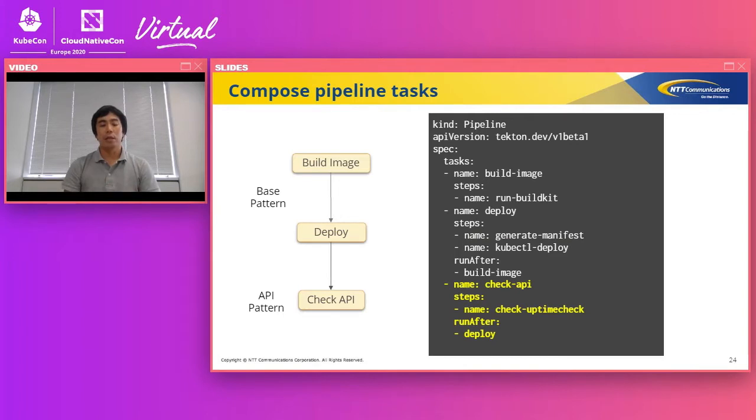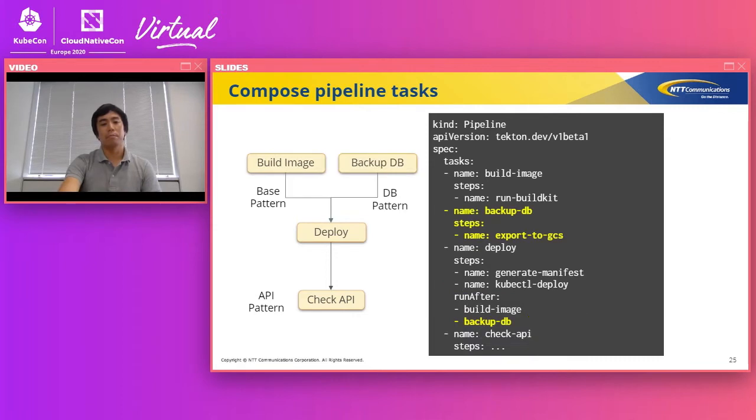On adding API pattern, we may want to add a task to check API right after the deploy task. And on adding DB pattern, we may want to add backup DB task before the deploy task. Such tasks will get composed into the original Tekton pipeline definition as shown in the right figure.